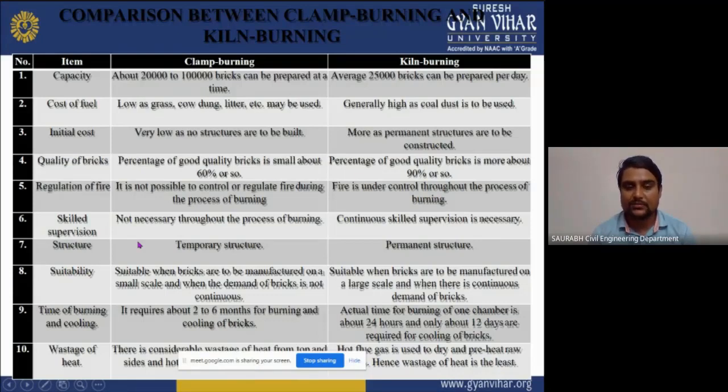Now we will see the suitability. Suitable when the bricks are to be manufactured on a small scale, when the demand for bricks is not continuous. Suitable when bricks are manufactured on a large scale, when there is a continuous demand for bricks.